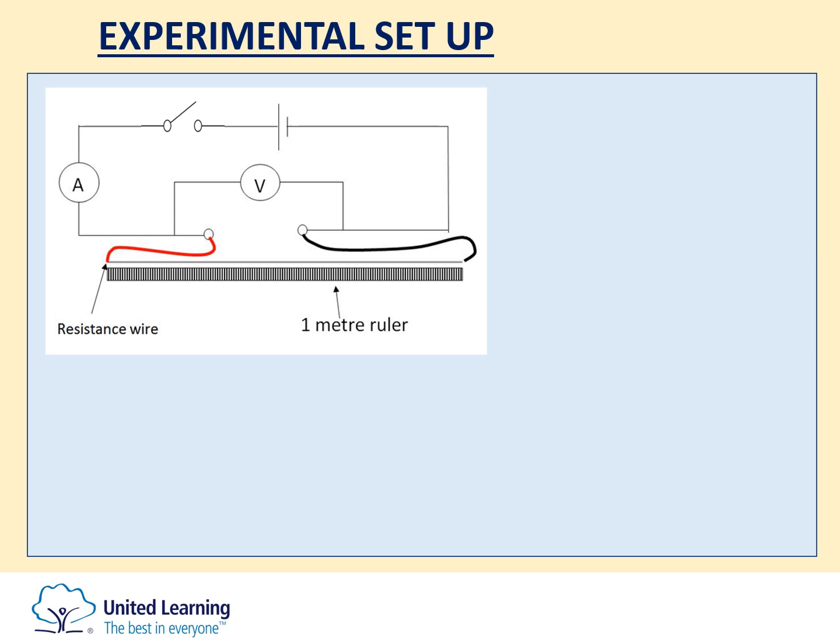So the circuit is set up, as you can see in the diagram here. There is a power supply with a switch usually. There is an ammeter for recording the current. There is a voltmeter for recording the potential difference. And the piece of wire that you are testing is connected to a 1-meter ruler, and the connections to it are made with crocodile clips. One is fixed and the other one is movable.